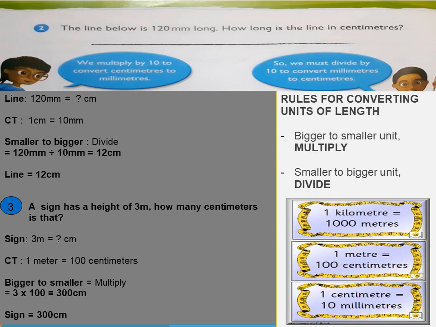So the sign is 3 meters and we have to convert to centimeters. The conversion table says 1 meter is 100 centimeters. What are we going to do? We're converting from bigger to smaller units. Of course, you know that meters is bigger than centimeters. So we have to multiply. 3 multiplied by 100 is 300 centimeters. So the sign, pardon me, is 300 centimeters. Now I know you understand this very well, but let's look, I think we have two more examples before we finish.